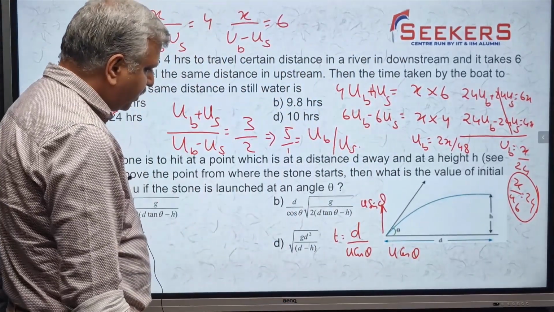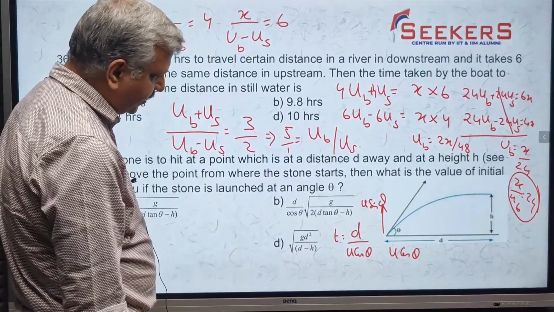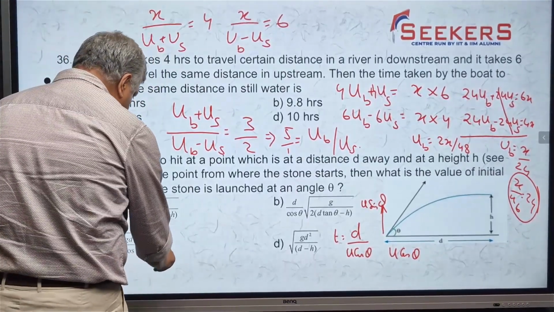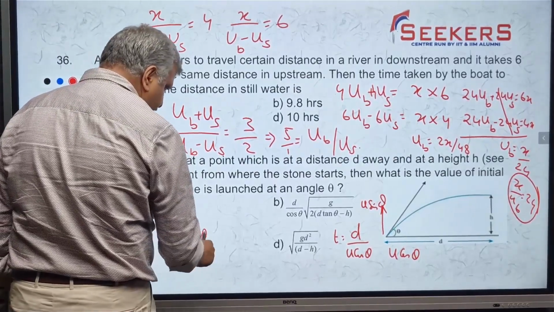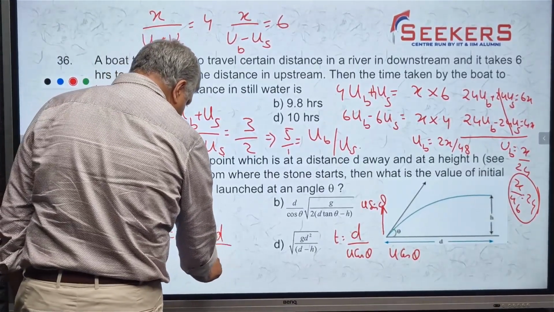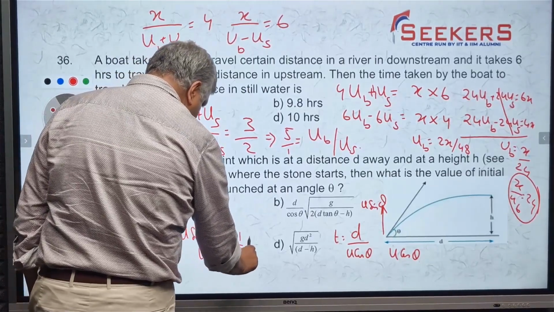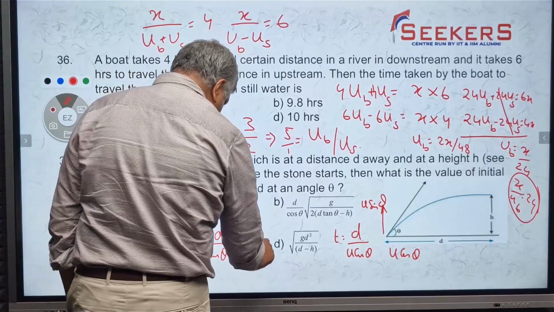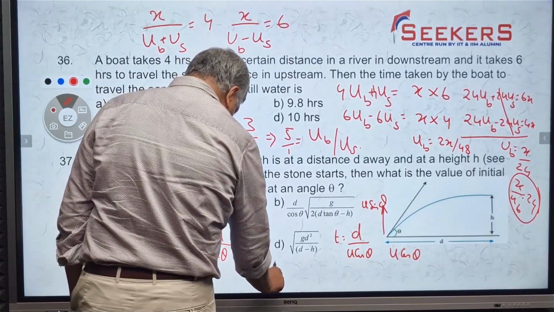Now if time is equal to d divided by u cos theta, in that same time it is reaching a height h. So I can say that h is equal to u sin theta t. So u sin theta into d divided by u cos theta minus half into g into t square, that is d square divided by u square cos square theta.